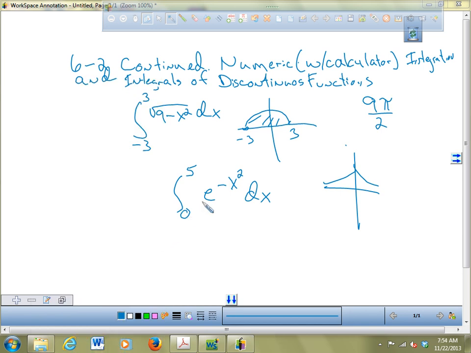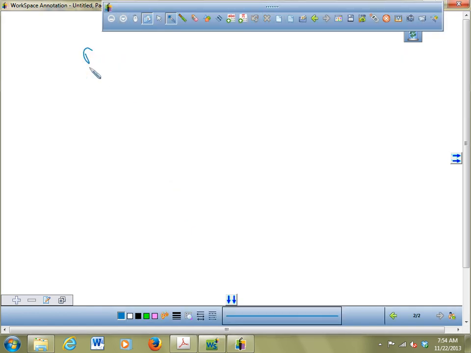So that's how you do numerical integrals. Any question on that? Is that all? Okay. No. Then we have integrals of discontinuous functions, which I already wrote, so I'm not going to write it again.